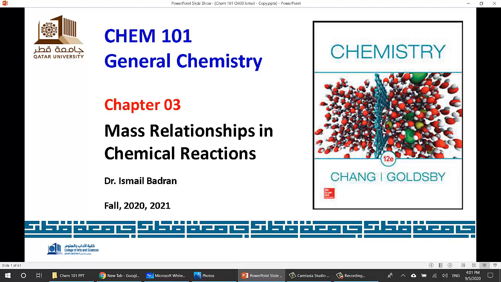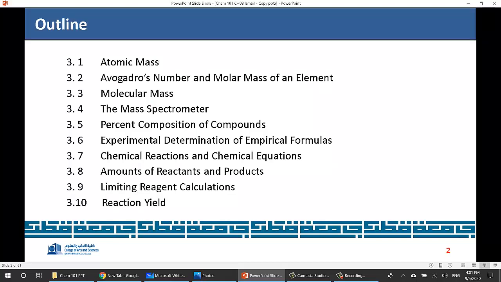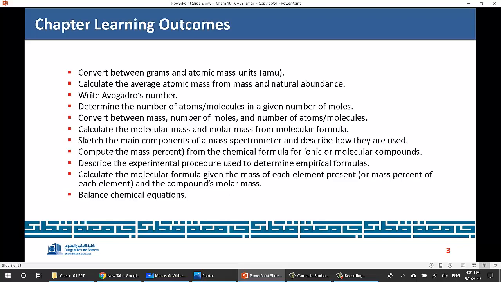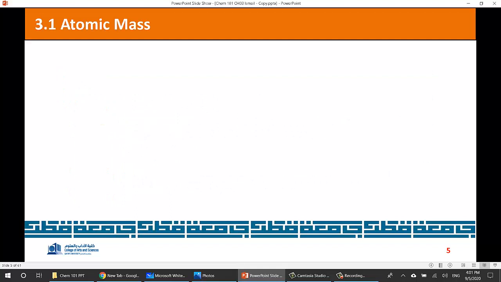Today we are going to start Chapter 3, which is mass relationships in chemical reactions. After we went on a journey into Chapter 2 and learned how to name compounds, now we are in Chapter 3 and we're going to dig more into chemistry and acquire more skills in order to master chemistry. This chapter includes very important topics like the atomic mass, the molecular mass, and the idea of mass percent. We will also learn how to solve chemical problems using different techniques, and it's going to be fun. The first thing is we need to talk about the atomic mass itself.